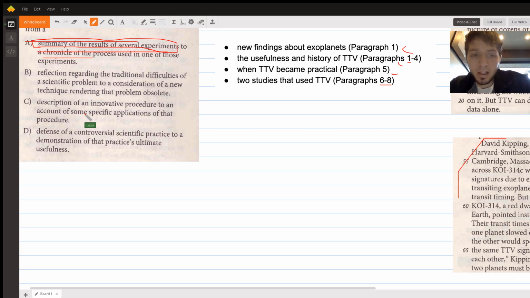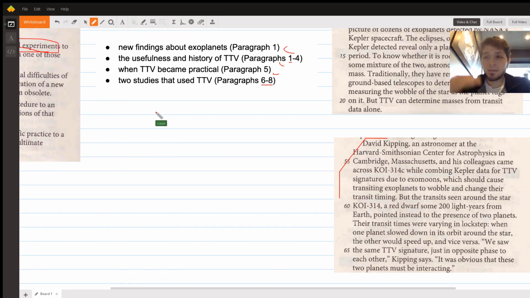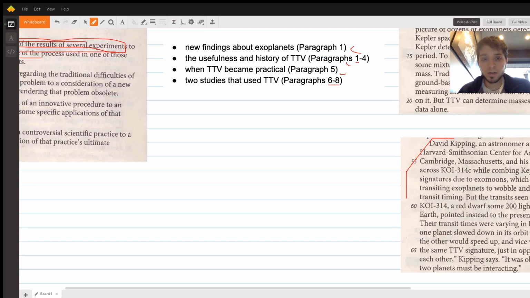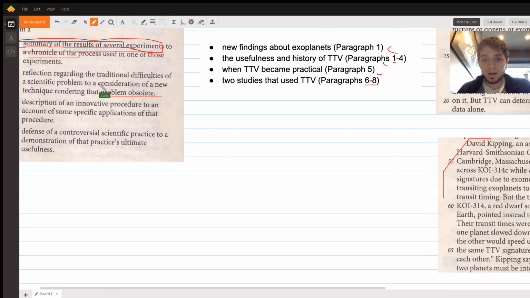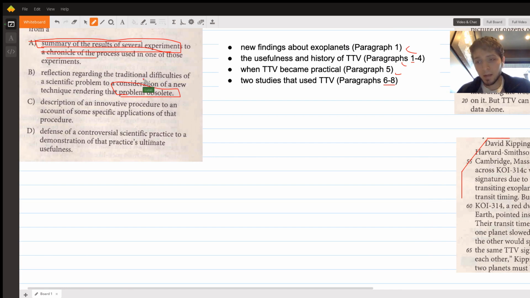B says that we begin with a reflection regarding the traditional difficulties of a scientific problem to a consideration of a new technique, rendering that problem obsolete. This one seems more likely because we know that TTV is a new technique, that it does resolve some of the old methods of finding the mass of an exoplanet, or some of just the old scientific methodologies is something new. The problem is that the structure of the text, if we look here, is not part one of part A talking about the old problems, and then part B talking about this new innovative solution that makes the problem obsolete. So for that reason, this one is not really the best option for me.